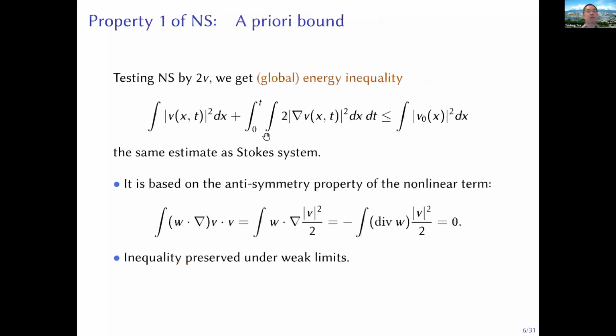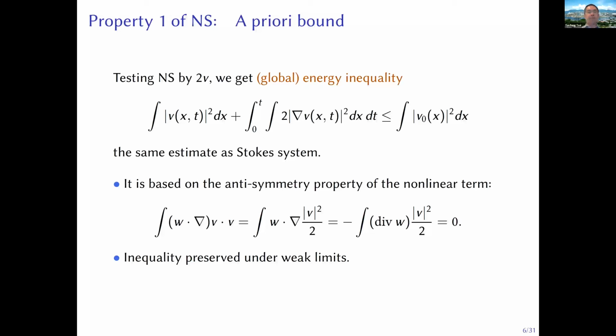We have two properties of Navier-Stokes. The first one is the energy bound. We test the equation by 2V. Then we get this global energy inequality. And this is the same estimate as for the Stokes system. So the nonlinear term drops out because of this anti-symmetry property. And we don't have equality because equality is not preserved under weak limits. We only get the inequality after weak limits.